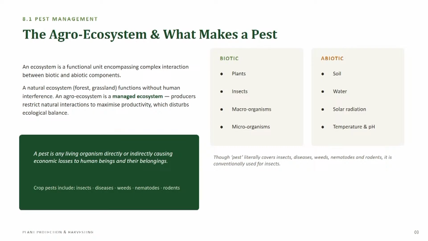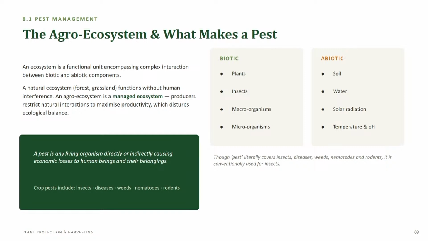So now let's understand what the biotic as well as the abiotic components of nature are. The biotic components include various types of plants, insects, microorganisms as well as macroorganisms. While the abiotic components may be soil, water, solar radiation as well as the temperature and pH of the soil.